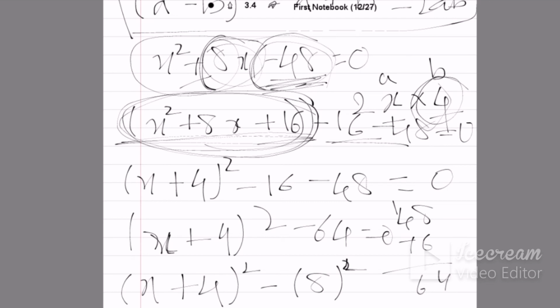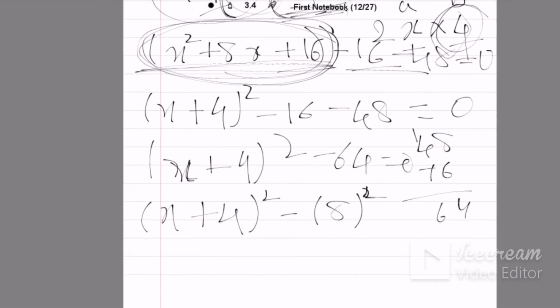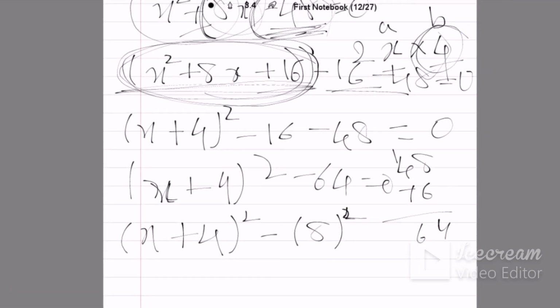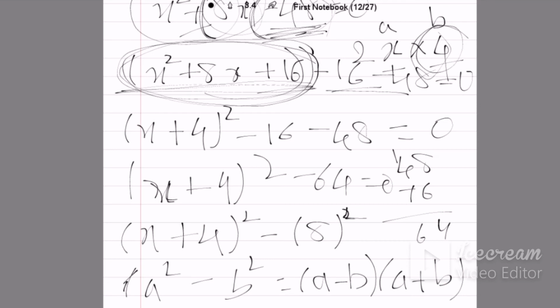Correct? So this is how we write it. Next, we are going to use the formula a square minus b square is equal to a minus b into a plus b. So this is the formula we are going to use, and in this we have x plus 4 as a. This is a whole one term.